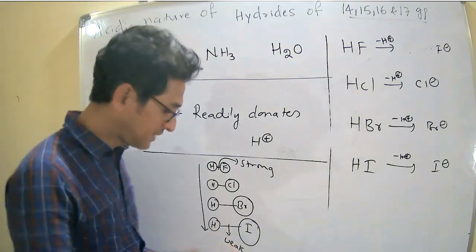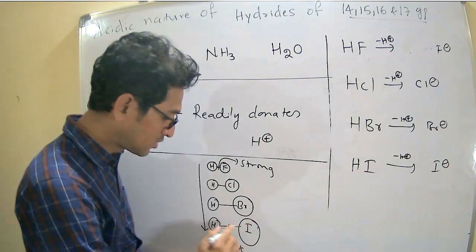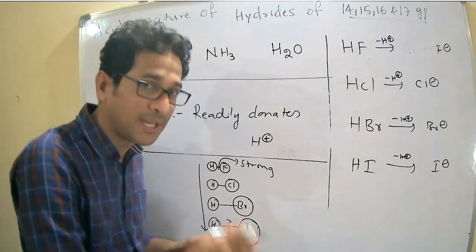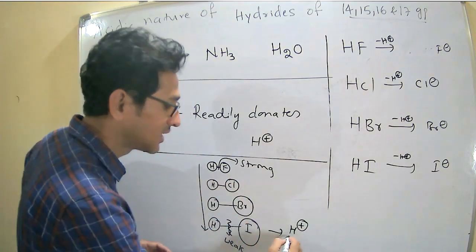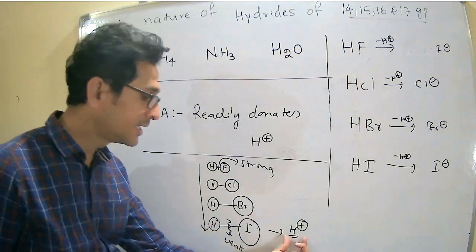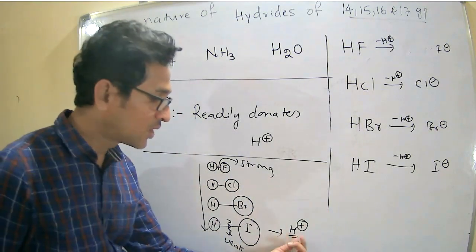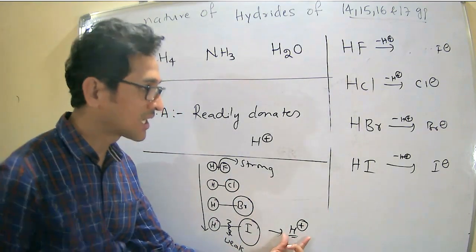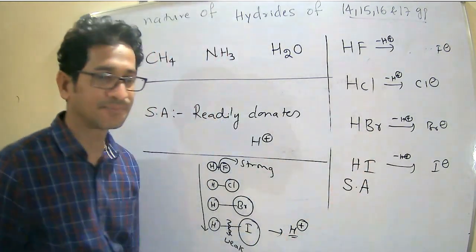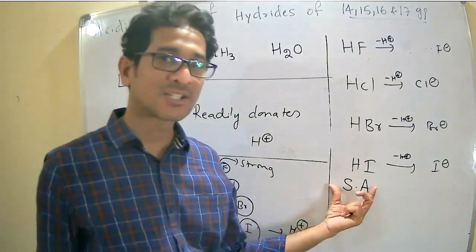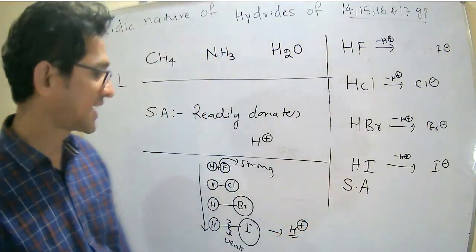Therefore, the bond between hydrogen and iodine breaks easily. Breaking easily means it readily gives an H plus ion. Once it readily gives H plus ions, it is a strong acid. Therefore, HI is the strong acid, right? Okay.